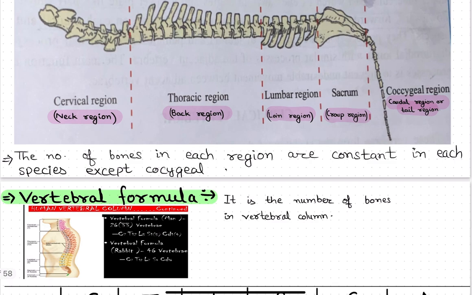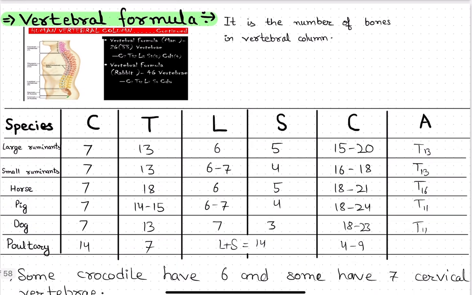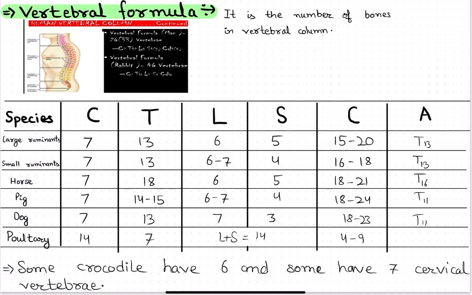Now the number of bones in each region for a particular species remains constant, except coccygeal bones. Certain animals have different numbers of coccygeal bones within a particular species. Same is the case with cervical bones of crocodile. If you see crocodile, the cervical region sometimes has 6 vertebra, sometimes 7 vertebra. But generally in a species we find a similar kind of vertebrae.